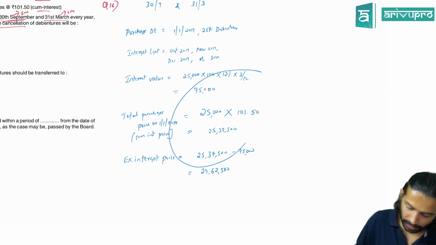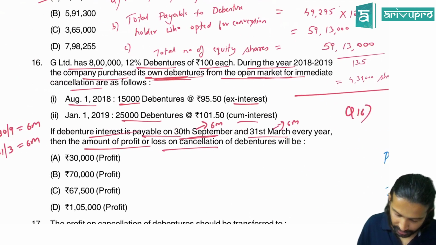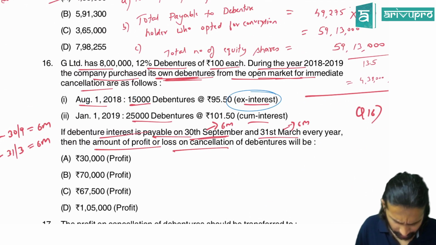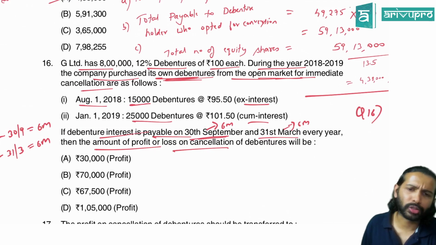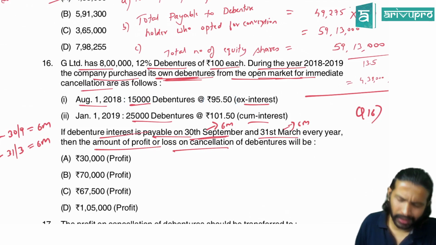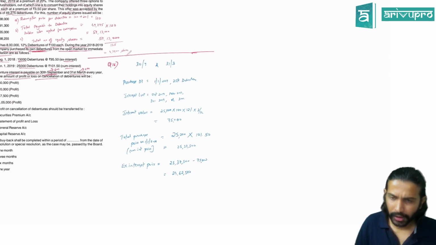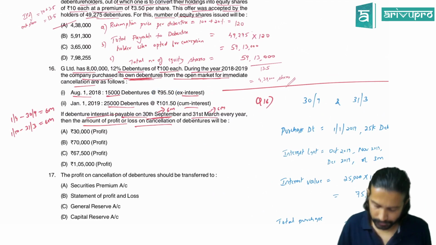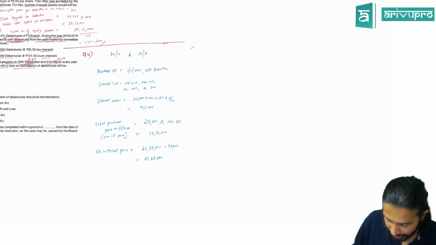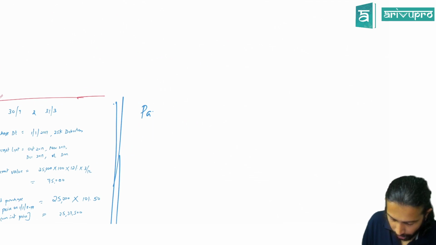Sir, why don't you do the same calculation for the other one also? This is the purchase made on 1st January. Should we make the same calculation for this also? Not required. Why? Because they have anyway given ex interest. Ex interest means excluding interest. So 15,000 debentures the company has purchased, and on one debenture they have paid 95.5. This is excluding interest, so I don't have to do all this drama. This is straightforward. First, this is one working note. Once you have this working note, then we can think about calculating profit or loss on cancellation. For that, we will have 3 columns.